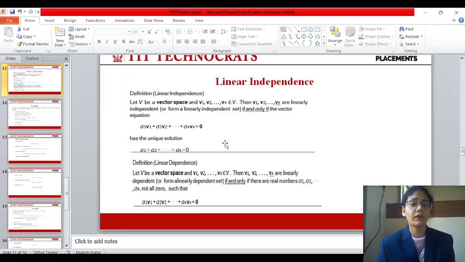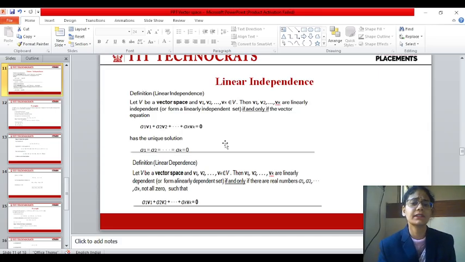If all of the scalars are 0, then the given set of vectors is known as linearly independent. But if any of the scalars is non-zero, any means even if one scalar is non-zero, that will be known as a linearly dependent set.